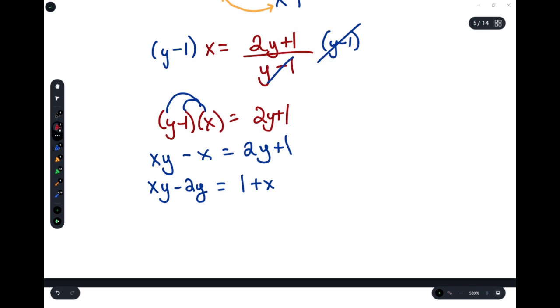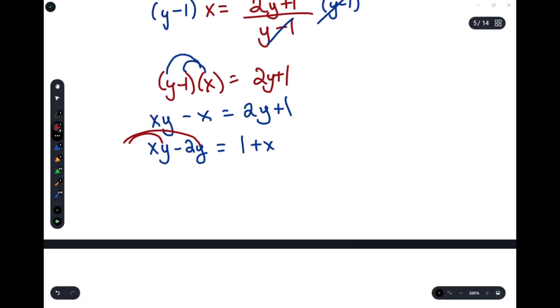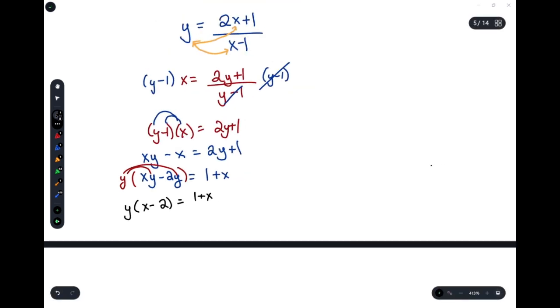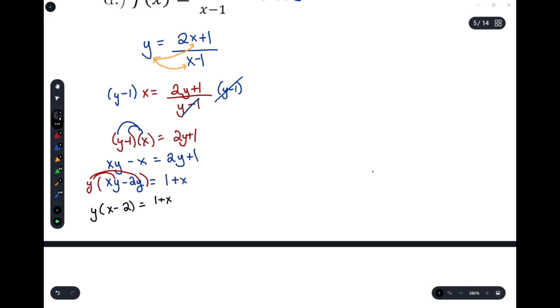And now I see a shortcut to turn 2 y's into 1 y. Factor it out. We turn 2 y's into 1 y legally in the math world by factoring 1 out. So we're left with y, big old parentheses, x minus 2 equals 1 plus x. Did I mess up? No, it's just organization for me. It's left by x plus 1.